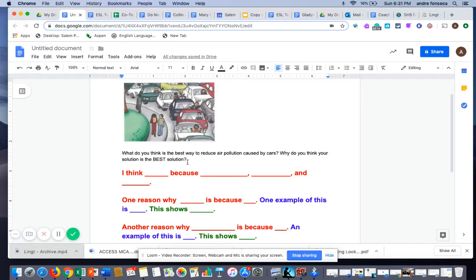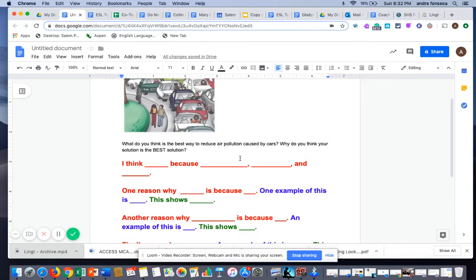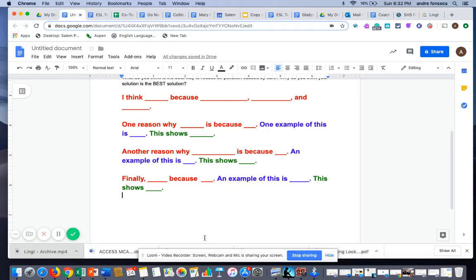Okay, so I'm going to think aloud here before I answer this question. I'm being asked to explain what's the best way to reduce air pollution caused by cars, and why is my solution the best solution. So what I'm going to do is think before I start using my sentence starter and start answering this. I'm going to think about the points that I want to make.